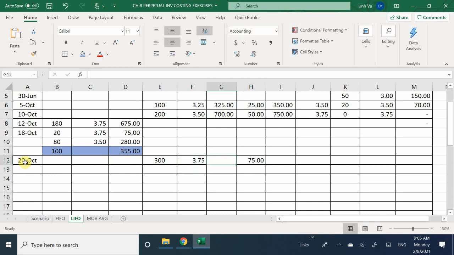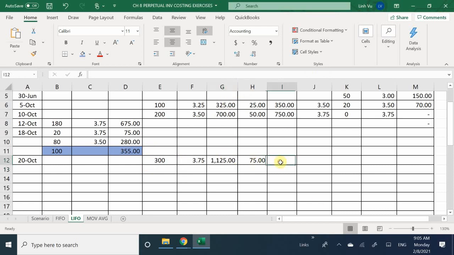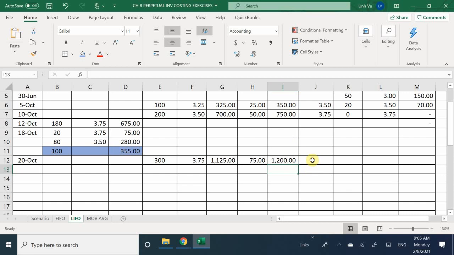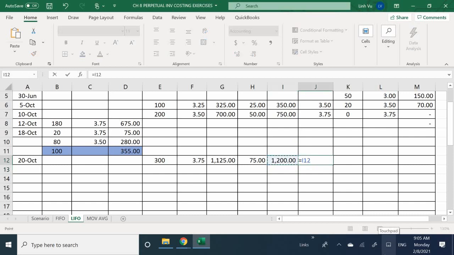So, what is my total purchase price here? 1125. Okay. And what's my total cost here? 1200. And then last but not least, what is my cost per item going to be? $4.